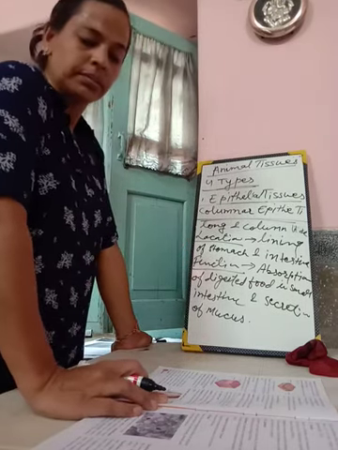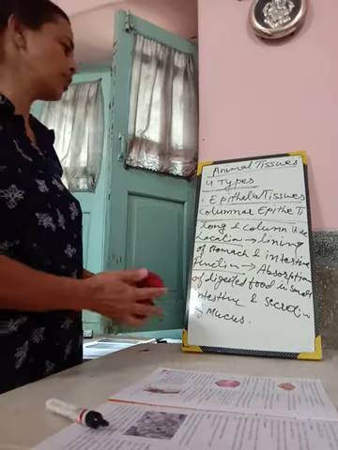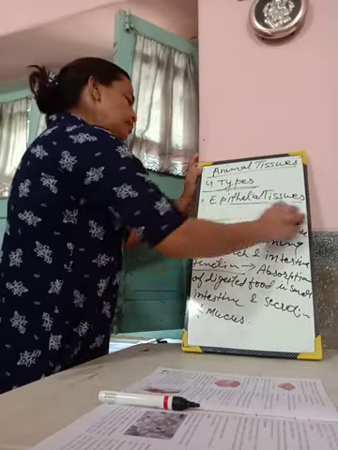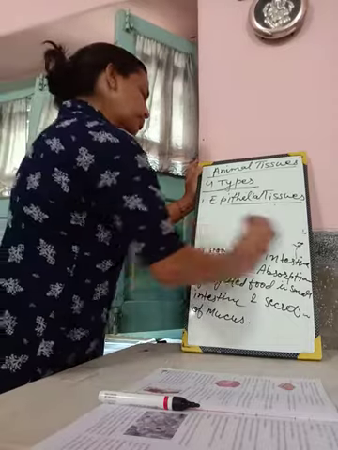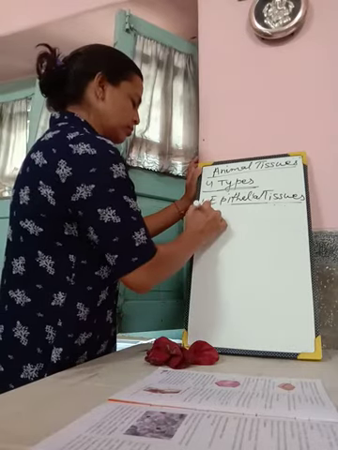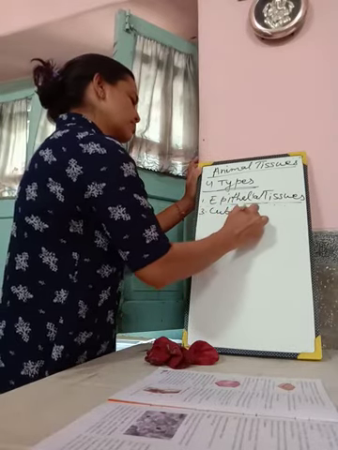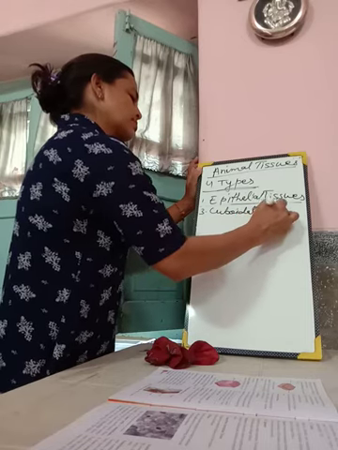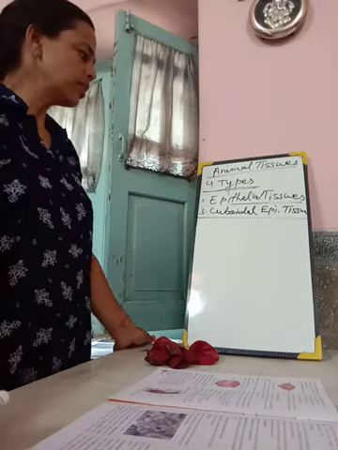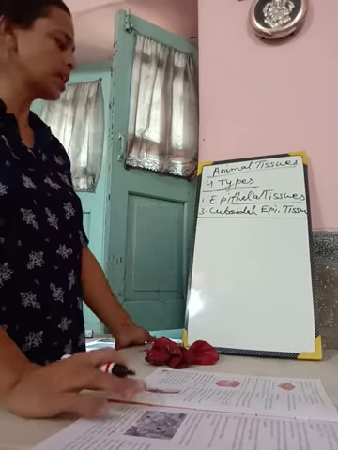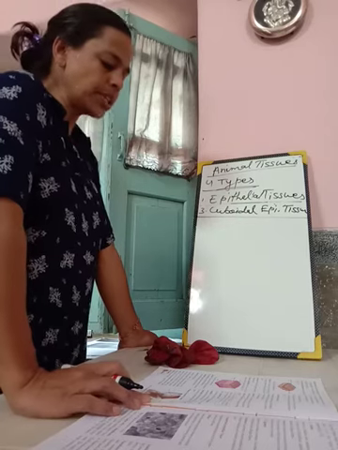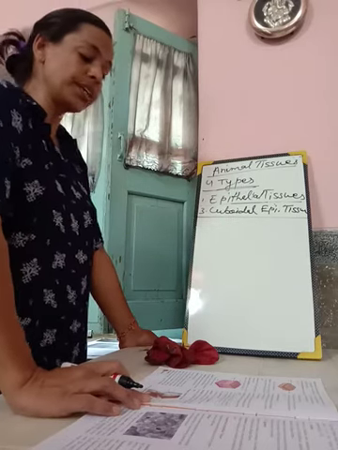The third type of epithelium tissue is cuboidal epithelium. As the name suggests, cuboidal means the cells of this type of tissue are in the form of a cube. Cells are cube-like. Location: it is found in the inner lining of kidney tubules.